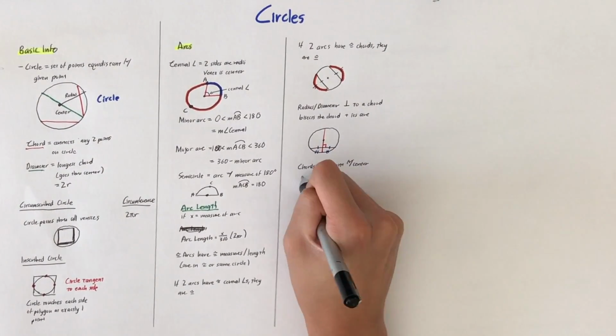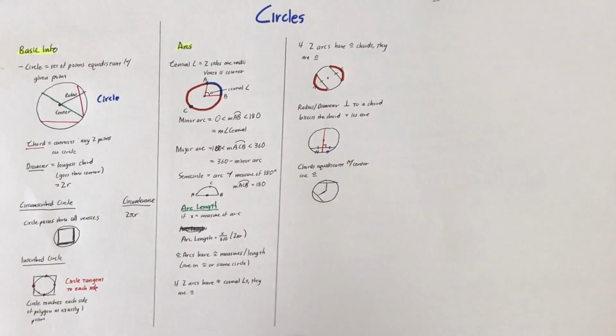And if chords are equidistant from the center of a circle, then they're congruent. Remember that distance is the perpendicular distance.